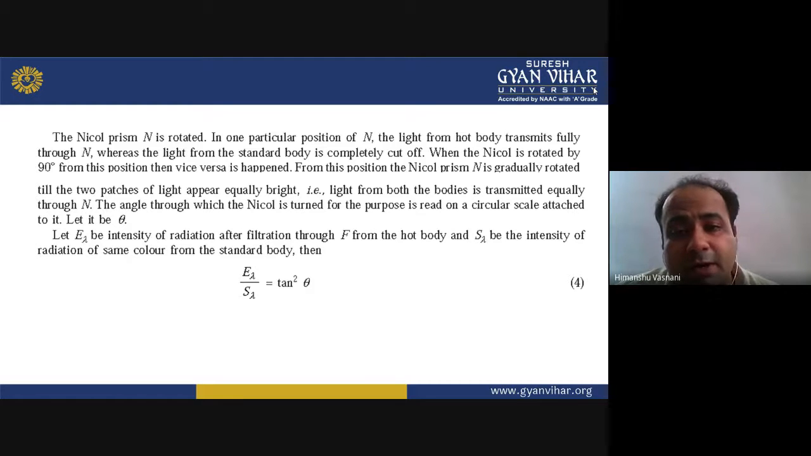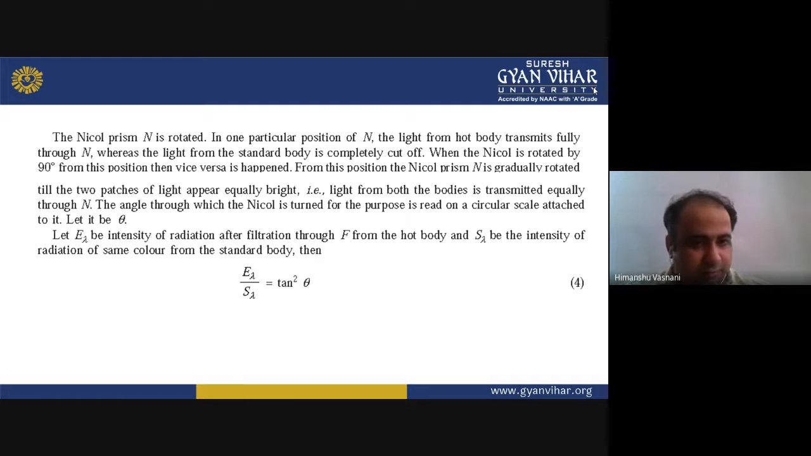In one particular position of N, the light from the hot body is transmitted fully through N, whereas the light from the standard body is completely cut off. When the Nicol is rotated by 90 degrees from this position, the vice versa happens. From this position, the Nicol is gradually rotated until the two patches of light appear equally bright, that is, the light from both bodies is transmitted equally through N. The angle through which the Nicol is turned for the purpose is read on a circular scale attached to it.